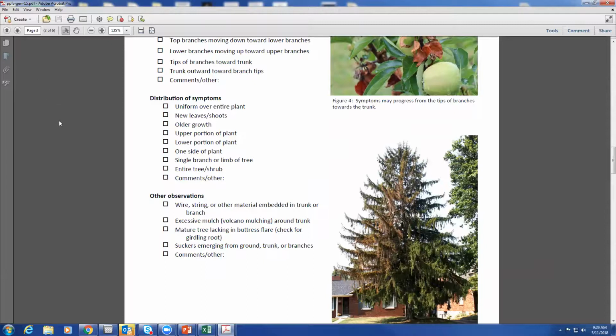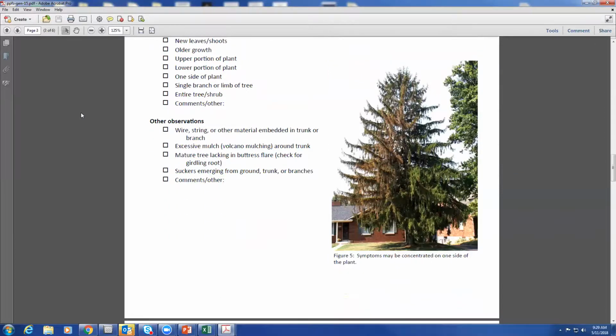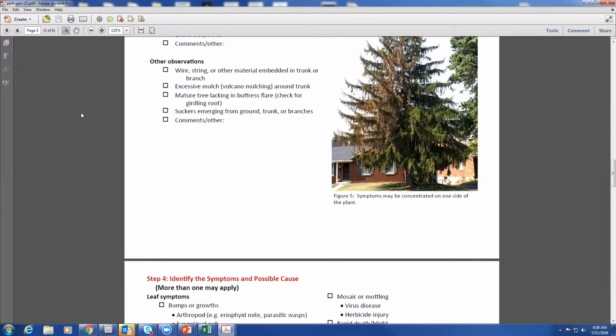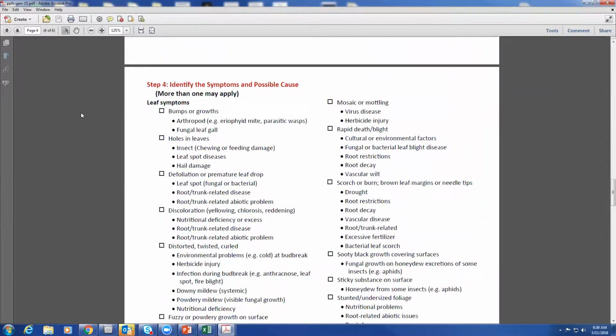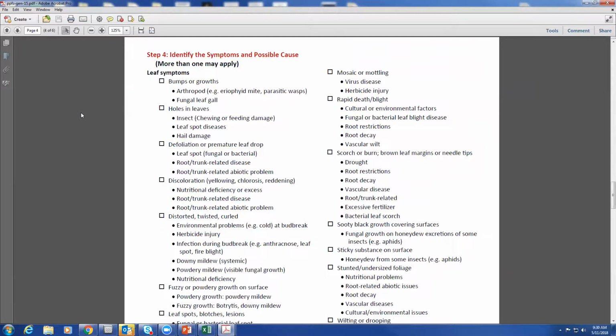So common denominator. If it's a flagged branch, for instance, you're going to track that back, look for a canker, look for some type of damage. So other things: strings, wires, excessive mulch, suckers. So any little bit of notation you can give is important. And then as we go, the actual symptoms.